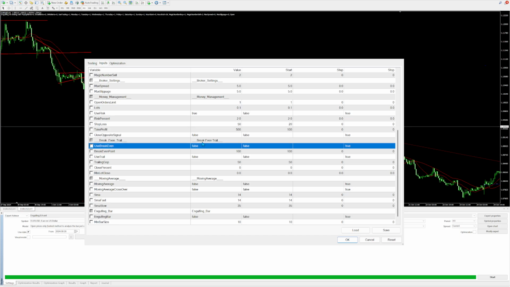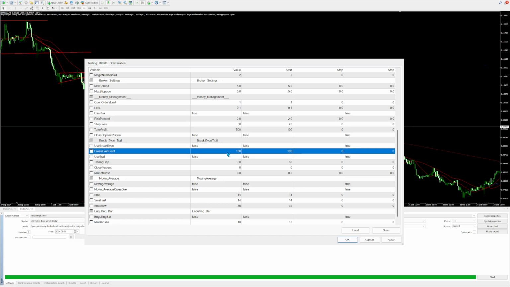Break even. Okay, you can have this set to true or false. This is the break even point, which is in pips. So for example, you set that to 50. When the price reaches 50 pips profit, the EA will move the stop loss to break even. This is good to prevent a winning trade from turning into a losing one, which is very frustrating and something you certainly don't want to do.